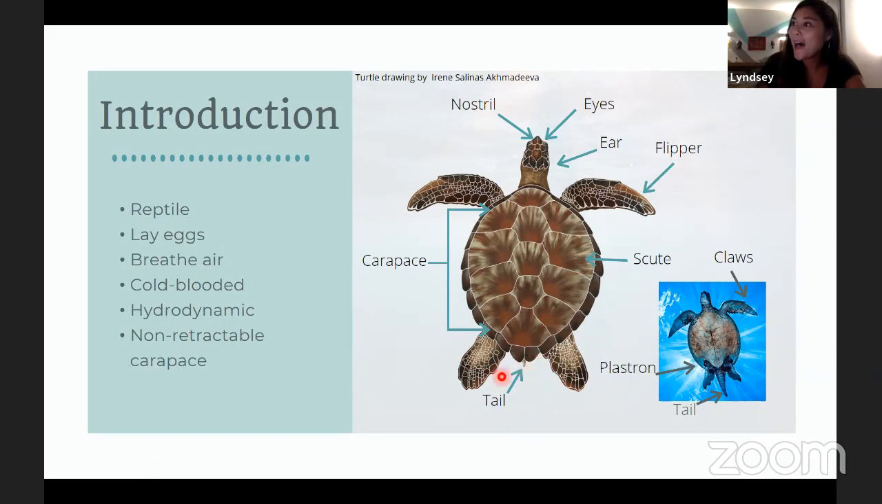In addition, I just wanted to point out that we are able to tell the sex of the sea turtle by their tail. In this drawing by my lab member Irene, you can see that it has a pretty small tail here. If this was an adult sea turtle, this would indicate that it's a female.